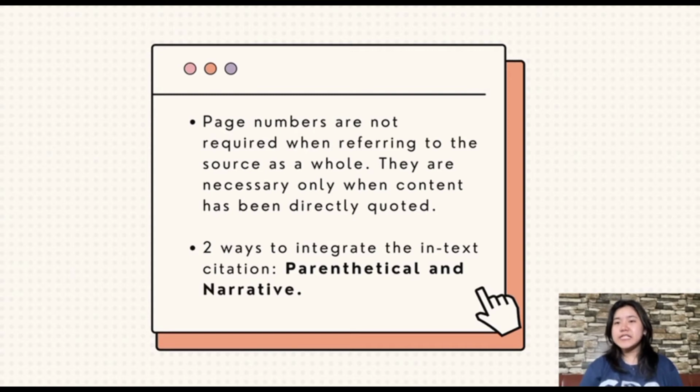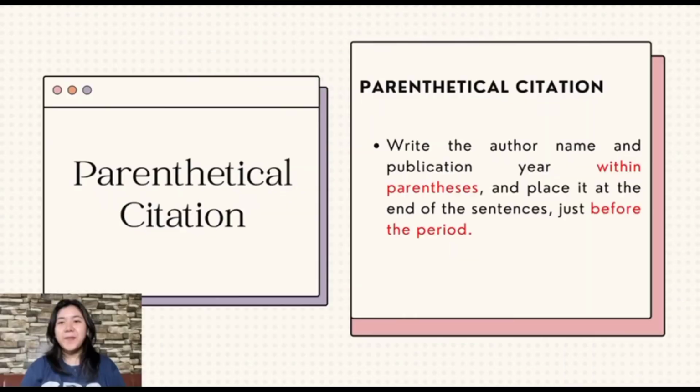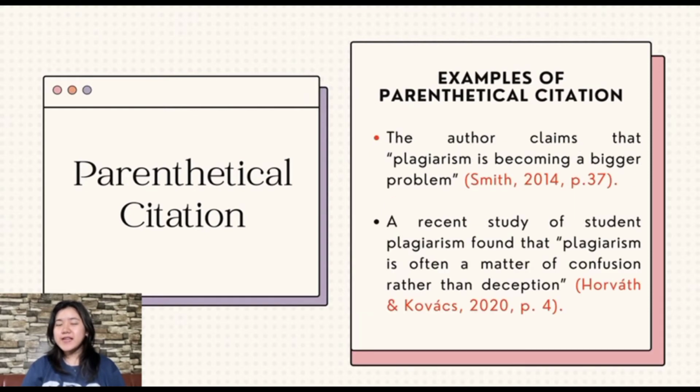So there are 2 ways to integrate the in-text citation: parenthetical and narrative citation. For parenthetical citations, you write the author's name and publication year within the parentheses, and you place it at the end of the sentences just before the period. So let's take a look at these examples. As you can see, the citation is placed within the parentheses and is placed just before the period.